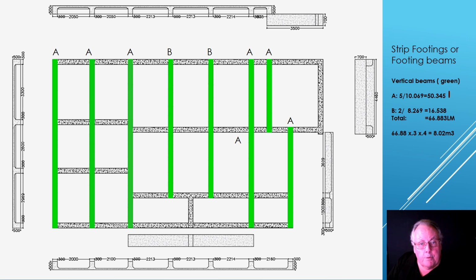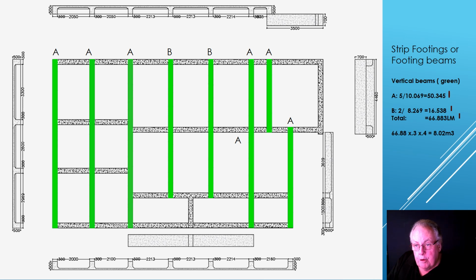Okay, let's have a look at B. This is a little bit shorter, and when you consult your plan, you'll find that the distance from this external point to here, which is actually the veranda, is 1800. So 10 meters 69 minus 1800 gives you 8 meters 269, and so we've got actually 16 meters 538. Okay, so when we add those two together, we actually have 66 meters 883, and we then do a formula.